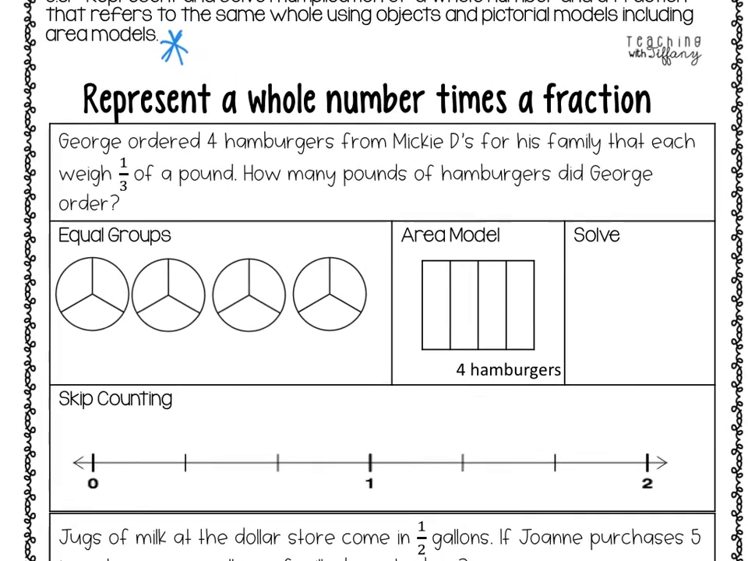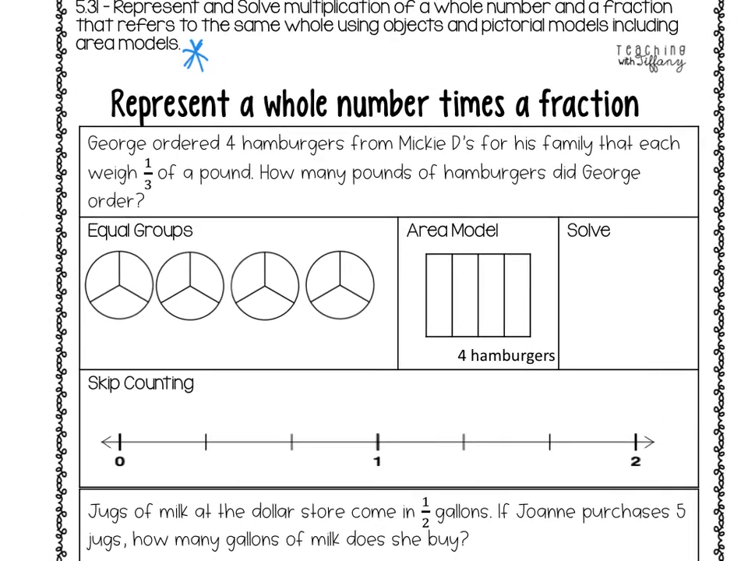In our first example, it says George ordered 4 hamburgers from Mickey D's for his family that each weigh 1/3 of a pound. How many pounds of hamburgers did George order? So we know that he ordered 4 hamburgers and each of them weighed 1/3. Each tells us that we can multiply or divide, and we want to know how many pounds. So how many pounds is telling us to find a total, and that means we are going to multiply.